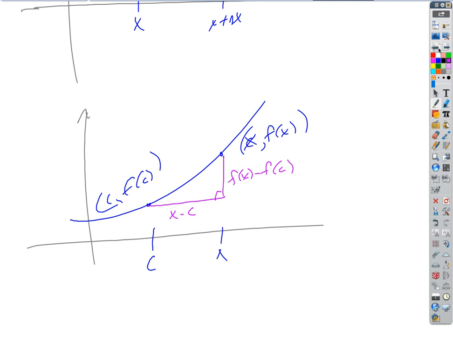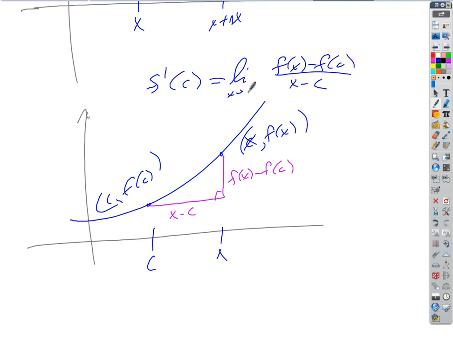And so we just defined the derivative this time as f prime of c equals the limit of rise, f of x minus f of c, over run, x minus c, as x approaches c. That's the way the textbook does it. I think I told you guys I much prefer to make that an x and let c approach x, but it doesn't make any difference. It's the same thing.